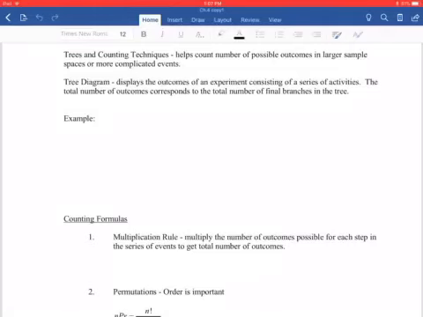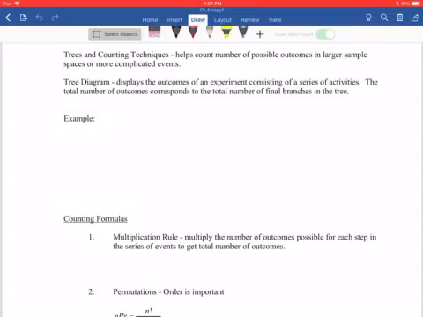Okay, so there are different counting techniques that we can apply to determine the number of outcomes in our sample space, or actually what our sample space is. One of them is a tree diagram, and I think in the homework it'll have a couple of examples that'll have some tree diagrams in them, so I wanted to show you how to draw a tree diagram.